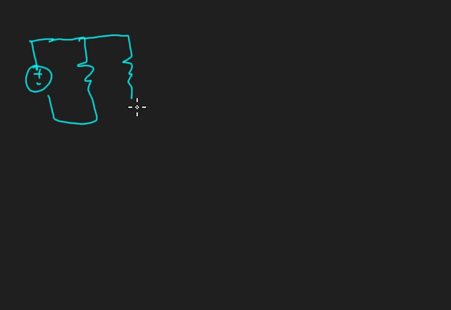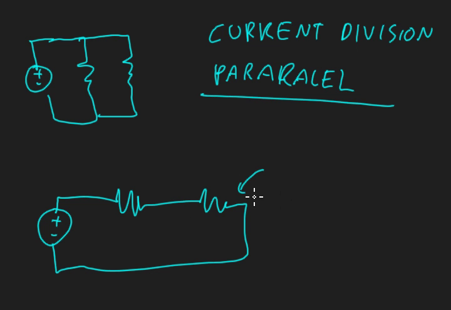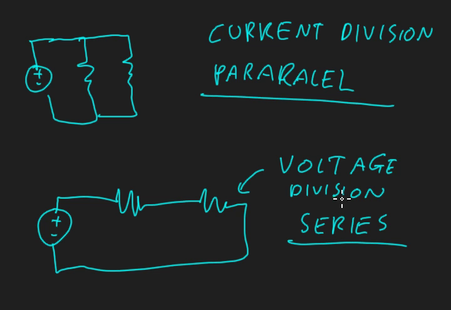In this video, I'm going to be explaining current division, and it's a trap, as Admiral Akbar would say. It's very similar to voltage division, only you only use current division when you have resistors in parallel. Whoopsie! You don't ever use current division when you have resistors in series. That's for voltage division.